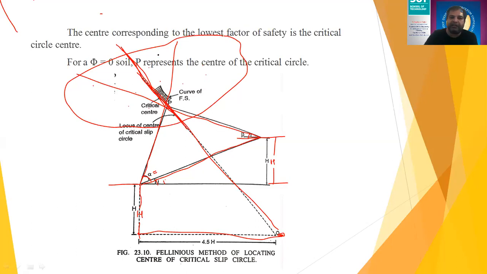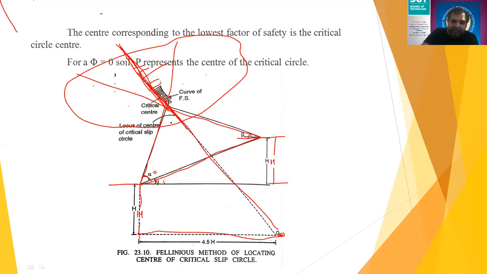So now what I've done is I've located the line of the center. Means my center may be here, maybe here, maybe here, maybe here, I do not know. But what I've done is I've reduced the search from this whole space to just this line. So on this particular line, my trial slip circle centers will lie.